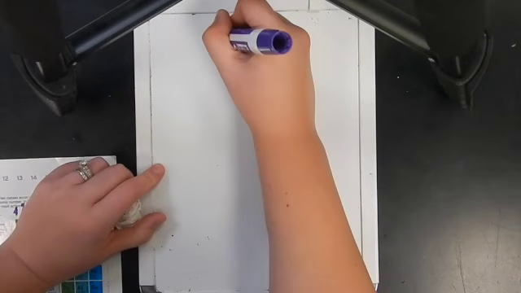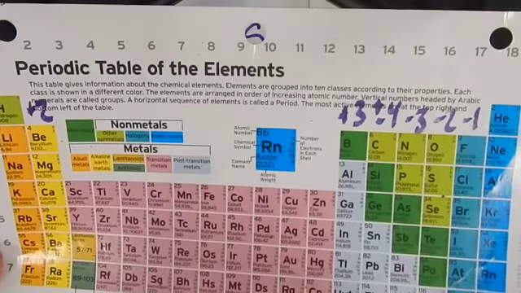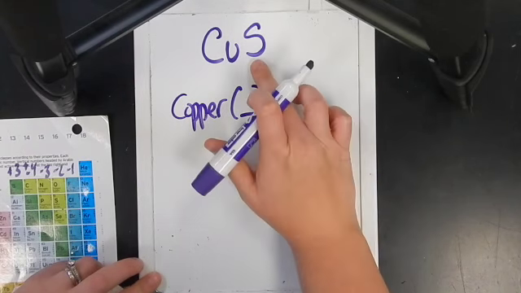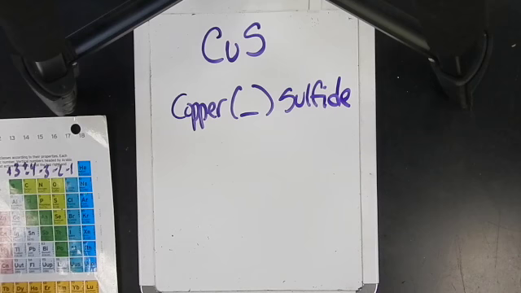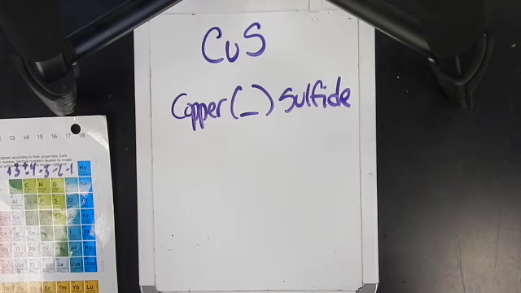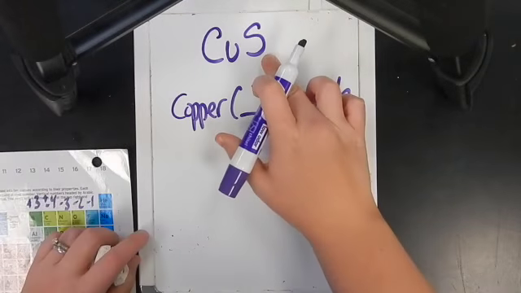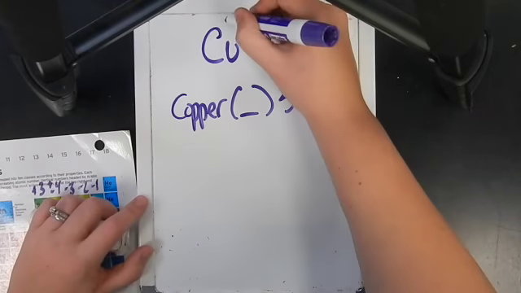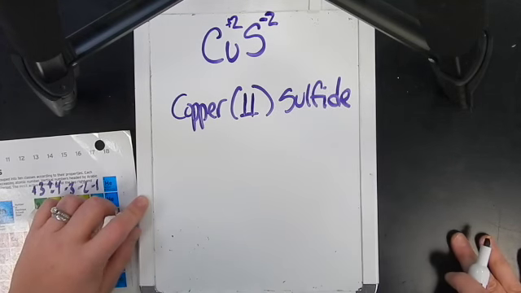Alright, another example: CuS. Cu, we found on the periodic table, is copper, and it's a transition metal. So we need that Roman numeral, but we don't know what it is yet. And S is sulfur, so we would do sulfide because it needs to end in IDE. Now we need to figure out what number goes with copper. Sulfur has a -2 charge, and there's only 1, so 1 times -2 is -2. Since that's -2, the copper needs to be +2 to make it equal zero. So that will be copper 2 sulfide.